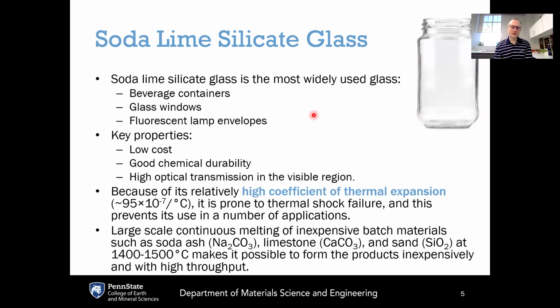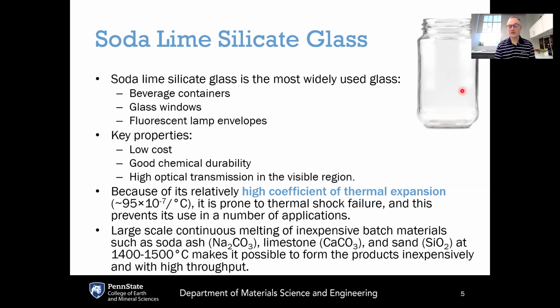Now, in order to deal with this problem of the very high melting temperatures of silica, what people have done for centuries is to add other components to silica. And the most common silicate glass is soda-lime silicate. Soda-lime silicate accounts for something like 90% or more of all commercial glass production. Soda-lime silicate is by far the most widely used glass.